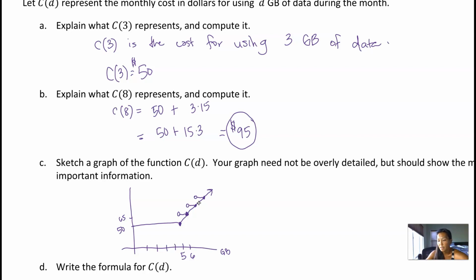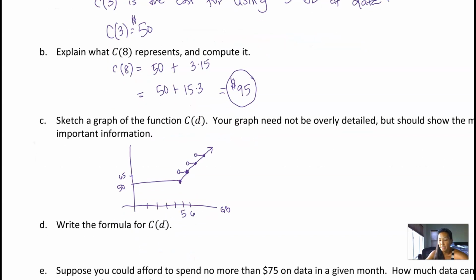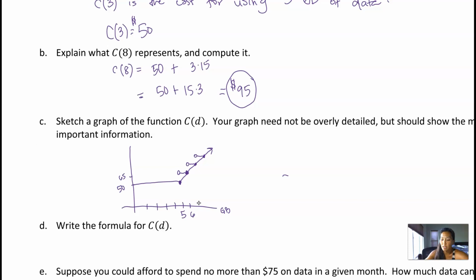All right? Now, to write the formula for C of D is kind of challenging, but if we want to try and use the lines instead of the step function, the first part of my line is this straight line. Okay? Now that is 50. And then you would say for the x values between, including 0 to 5. Okay?